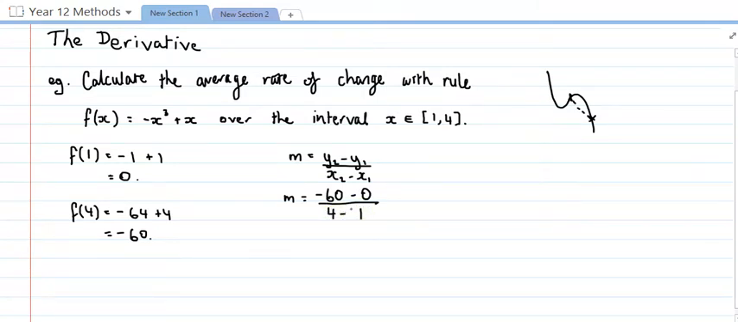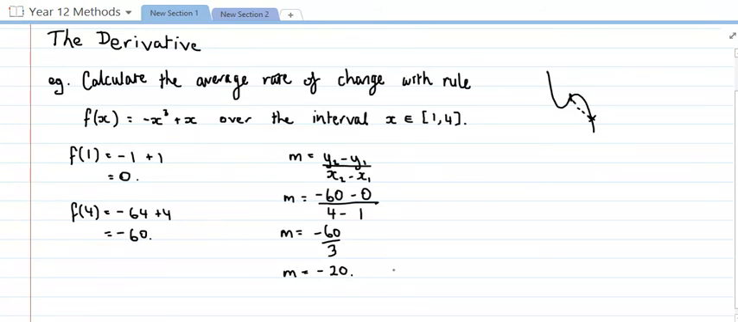Really important with these to make sure that we are matching them up. So this negative 60 came from the value of 4, and likewise the value of 0 here came from the value of 1. So they need to be matched up in that way. And doing this calculation, we end up with negative 60 over 3, which gives an answer of negative 20. So that would be the average rate of change between those 2 points.